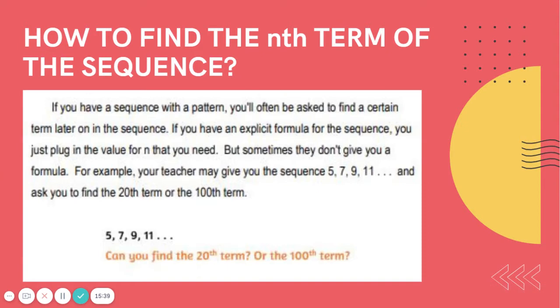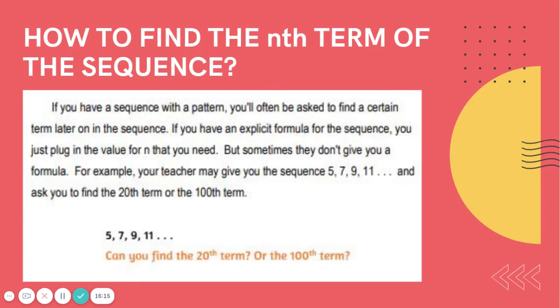So in this case, binigyan ka ng sequence ng teacher mo, which is 5, 7, 9, and 11. And she asks you to find yung pang 20 at pang 100 na term. Mahirap isulat isa-isa yung mga terms hanggang sa maabot mo yung hinahanap na term. So una, dahil napakatrabaho. Pangalawa, may chance na pwede kang magkamali.